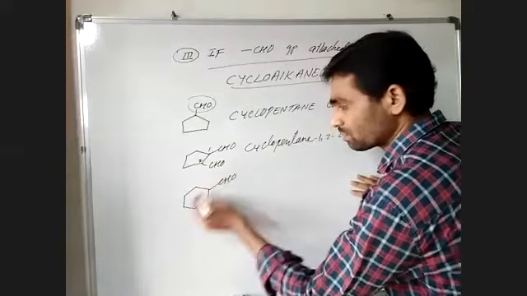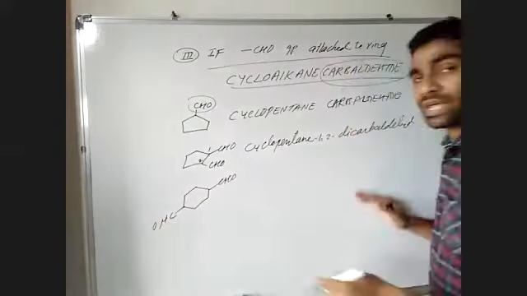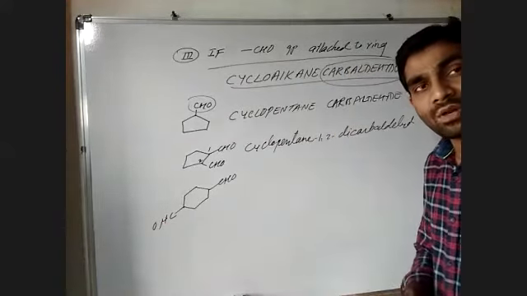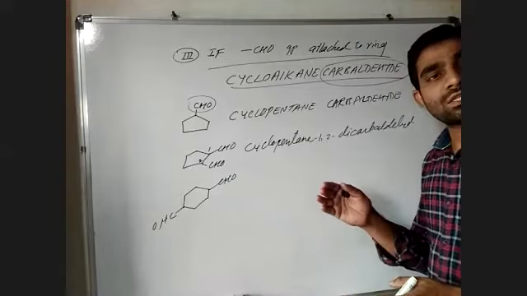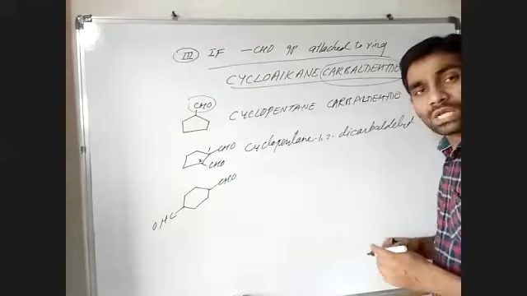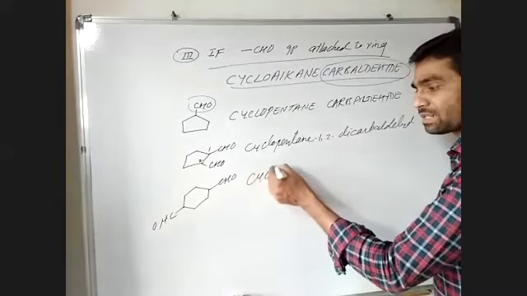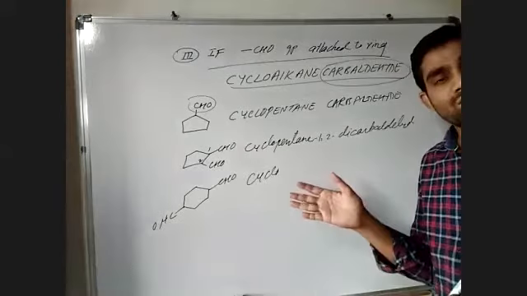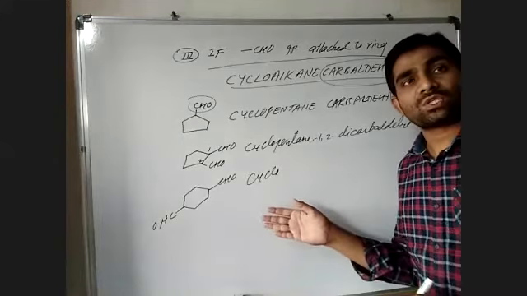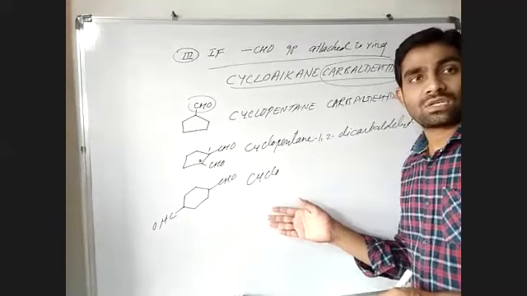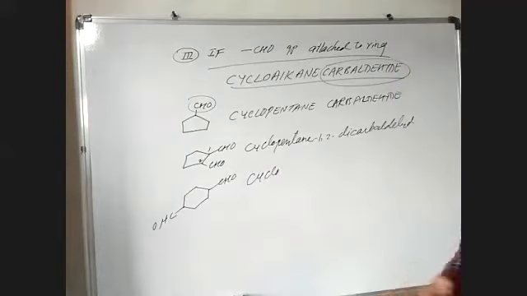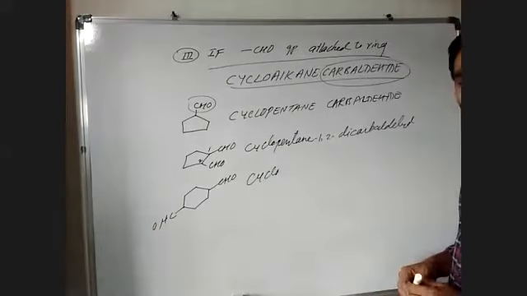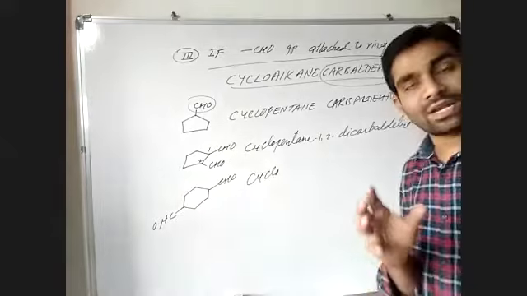What will you say for this one? There is a cyclohexane ring. So now what can we do? Cyclohexane. Yes, write the name. What name will you say for this one? Cyclohexane 1,4-dicarbaldehyde. That's all. Cyclohexane 1,4-dicarbaldehyde is the true name, right?